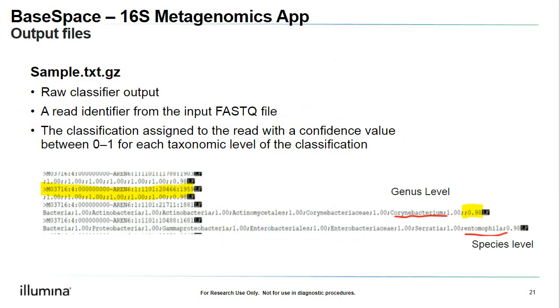The next output file is the classification.txt.gz. That name will be slightly different depending on whether you are using the MySick Portal or the Metagenomics App, but the information will be the same. This file provides the raw classifier output. The entries in the file contain the read identifier, which is from the input FASTA file, and then the classification assigned to the read with the confidence value, which will be from 0 to 1 for each taxonomic level of the classification.